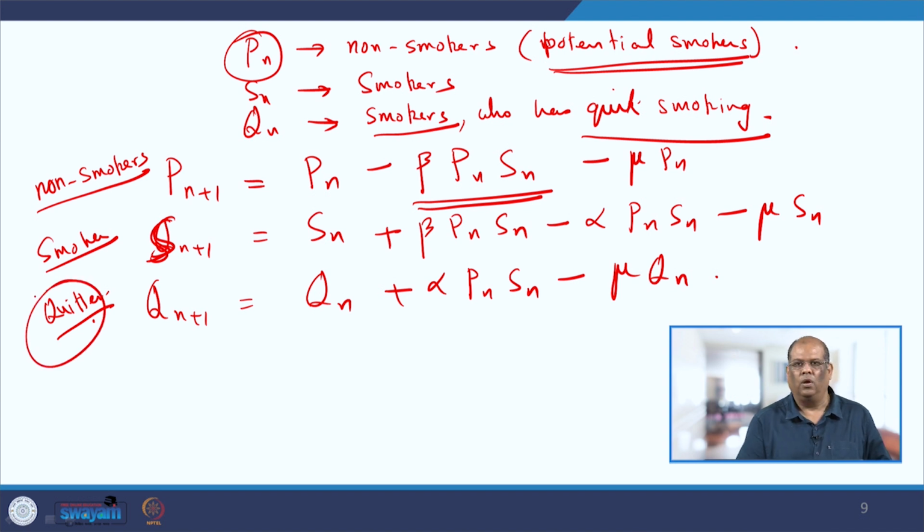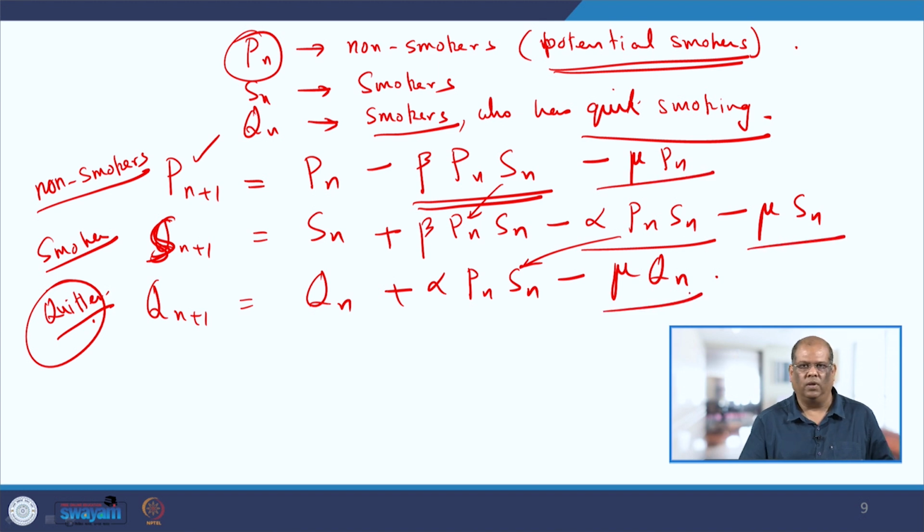We call them quitters. So, one more time. These are the non-smokers who come across the person who is smoking, and then from this non-smoking class they go to the smoking class, and from the smoking class there will always be some persons who want to quit smoking, which is happening at a rate alpha, and then come to the quitter class, and then there is the natural death of the persons. So, minus mu times Pn minus mu times Sn minus mu times Qn.